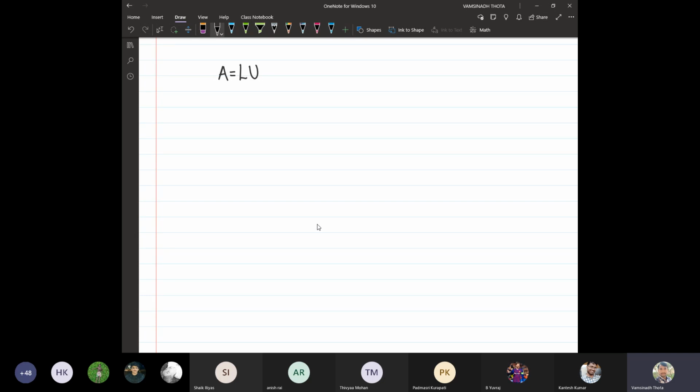Now, A is equal to L into U. Now, how to get this L and this U without solving so many equations? Of course, we can do it. That is what we call using Gaussian elimination, we can do it. Using Gaussian elimination without pivoting.